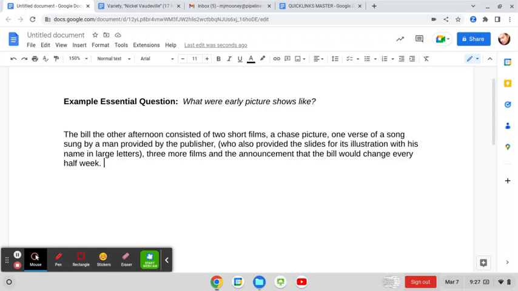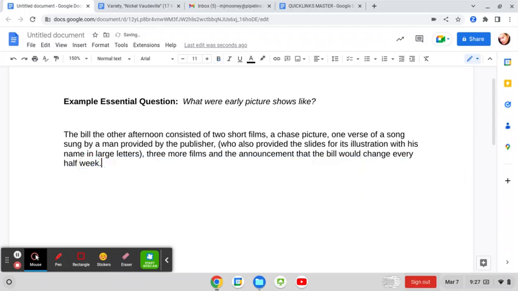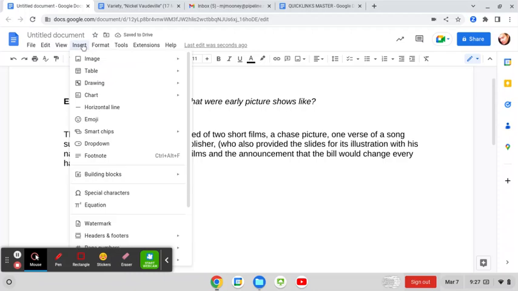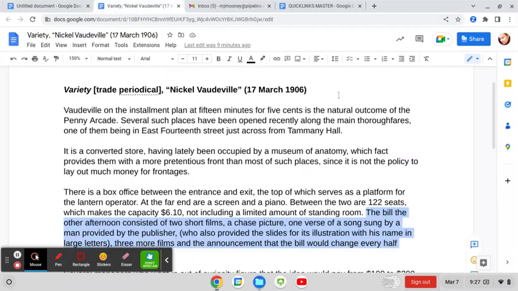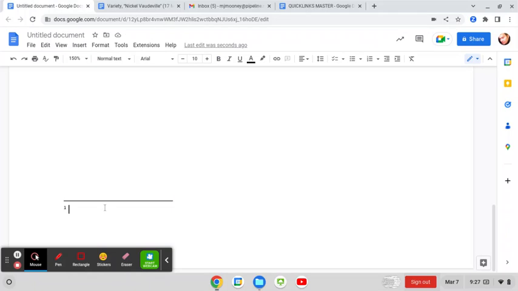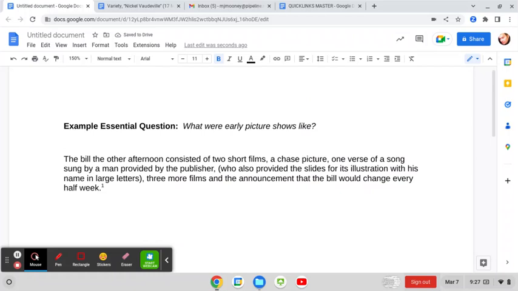So, if you were to just drop this into your paper with no citation, I would probably write something like this: Where's the required footnoted citation? What you need to do as far as creating a citation is go to Insert, go to Footnote, and that will drop you down to the bottom of the page. All you need in this case is the name of the source. Drop that in and you're good. Okay, so that tells the reader where this came from.